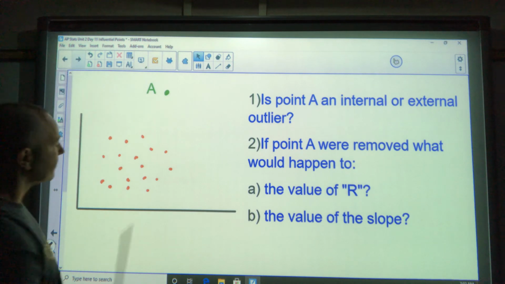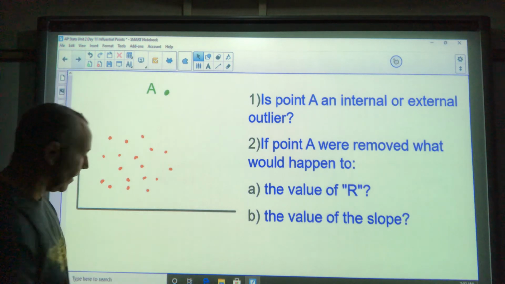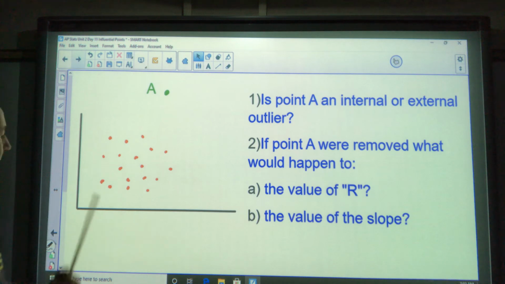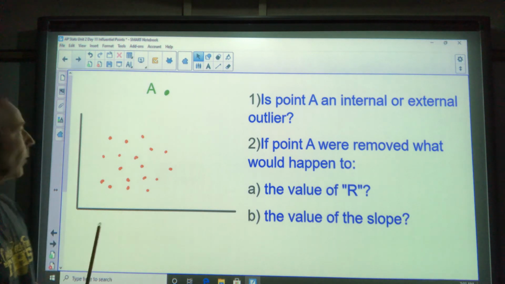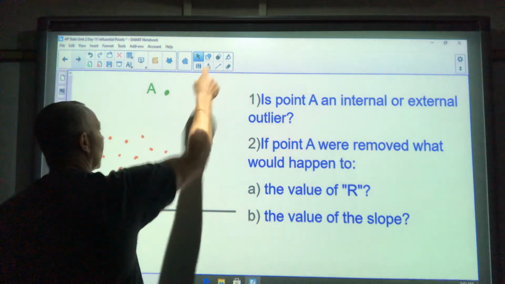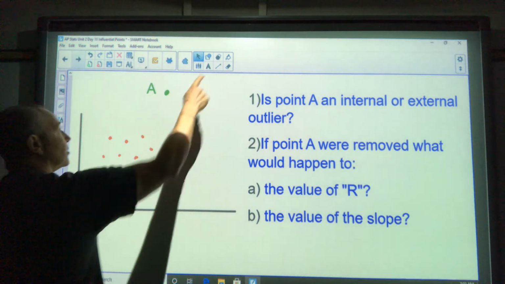Last one. This looks like another internal outlier. I want you to notice that this one, it looks like a blob here. I have no idea where that line goes at all. Okay? Once I put that point up there, though, oh, now I know it's going to draw it up.